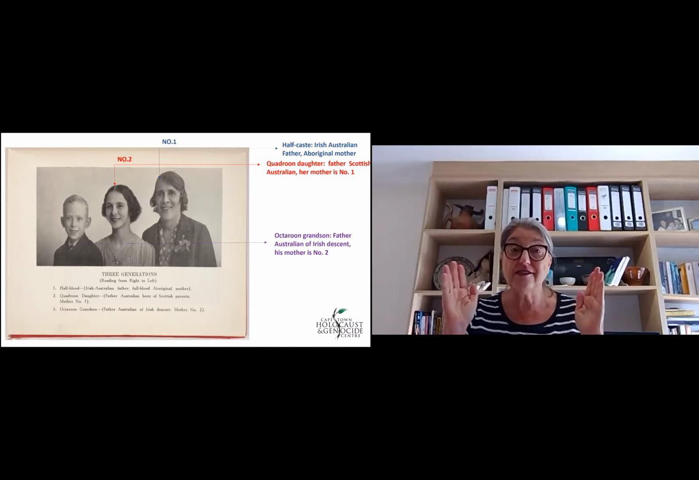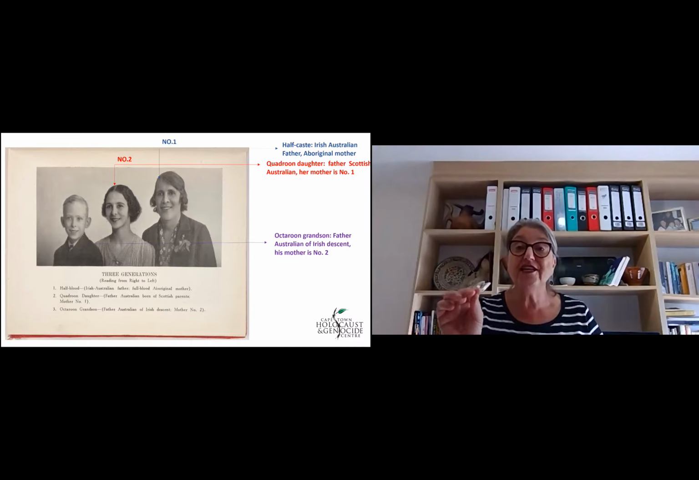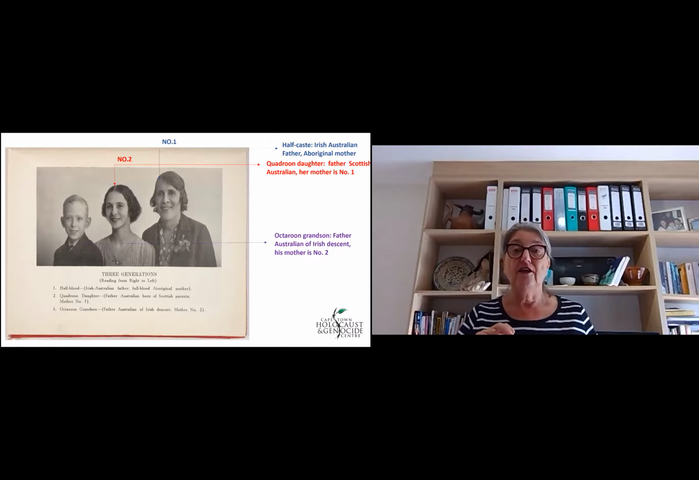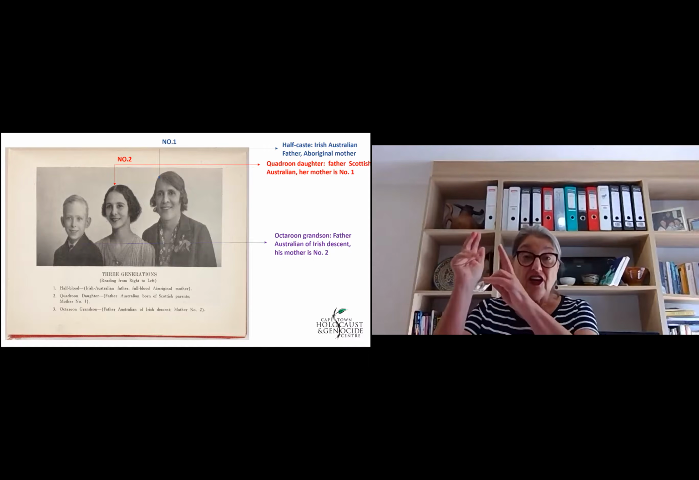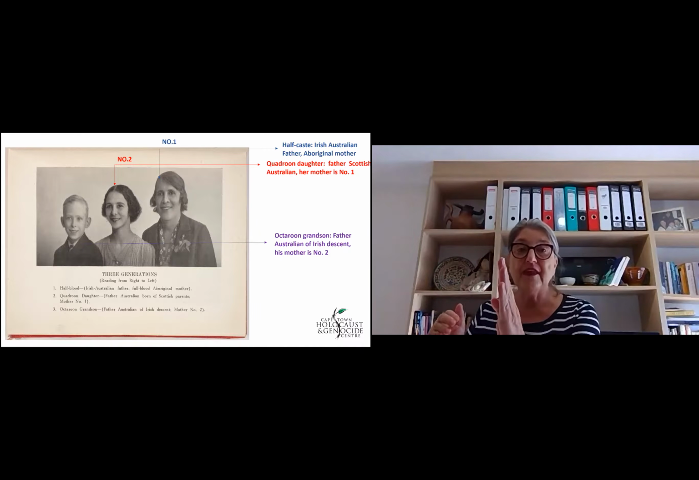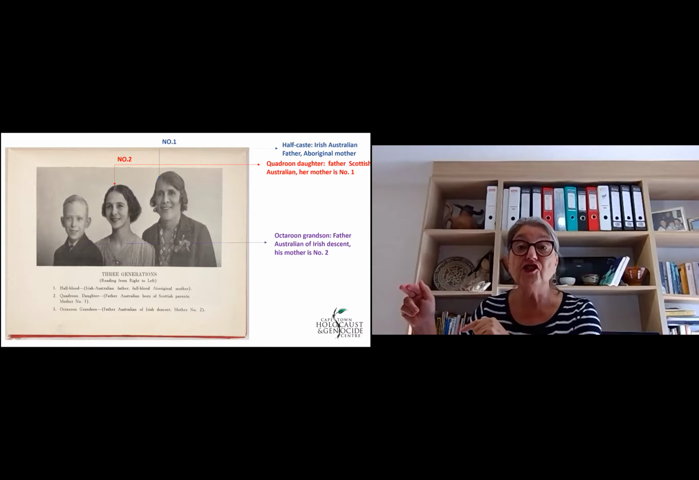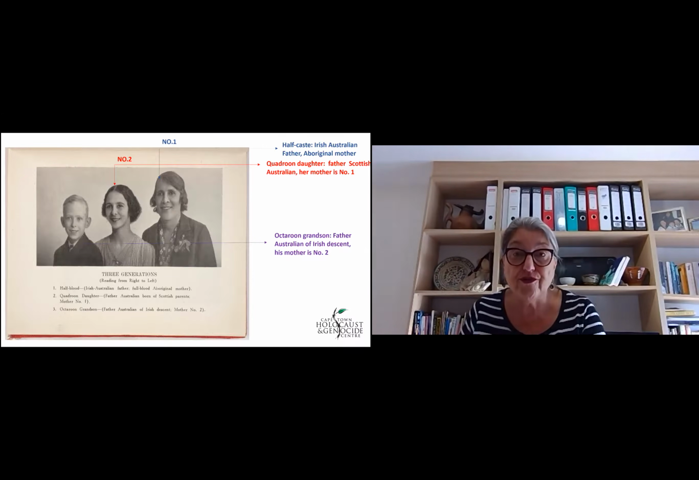She has a child, and she has a child with a Scottish Australian. So the half caste number one mum has a baby with a white Australian and gives birth to number two. So now her parents are one white and one so-called half caste. So she's a quarter Aboriginal. She's known as a quadroon.